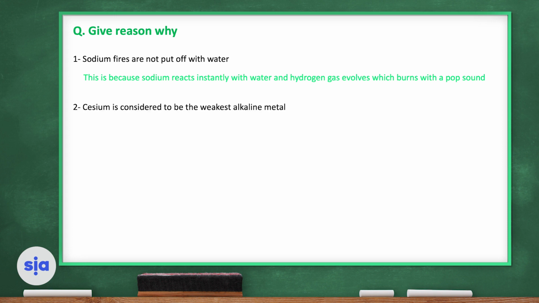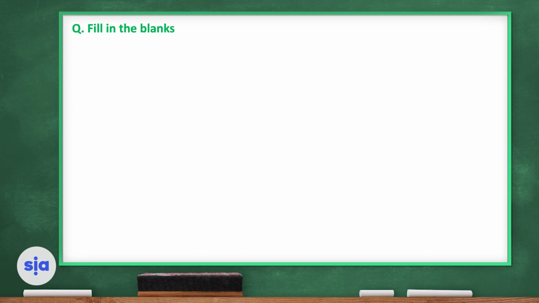Why do you think cesium is considered to be the weakest alkaline metal? This is because it has the largest atomic size. Therefore, it loses its valency easily. Now, fill in the blanks.